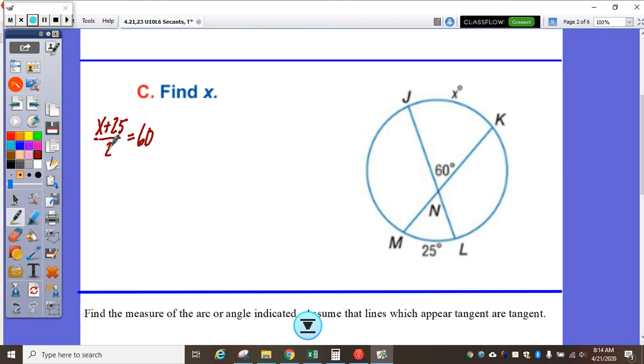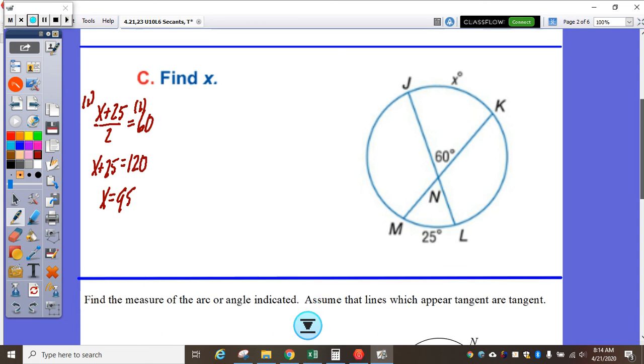So multiply both sides by 2 to get rid of this 2 in the denominator over here. And so we have x plus 25 equals 120. So therefore x would equal 95. All right, so that's going to be the value of x over here, 95.